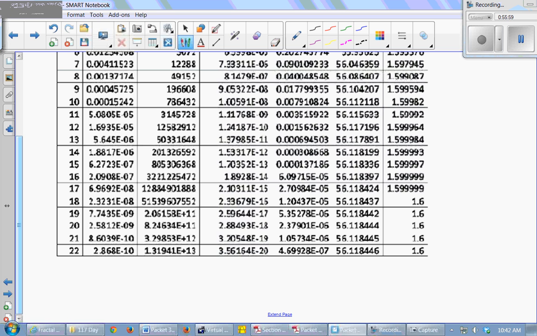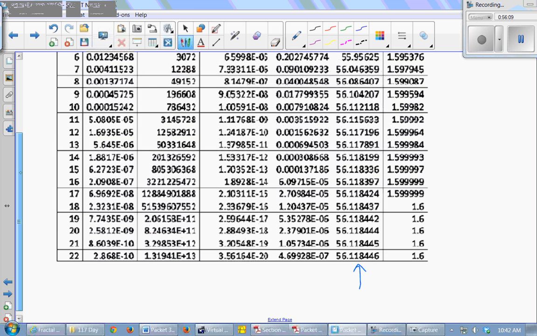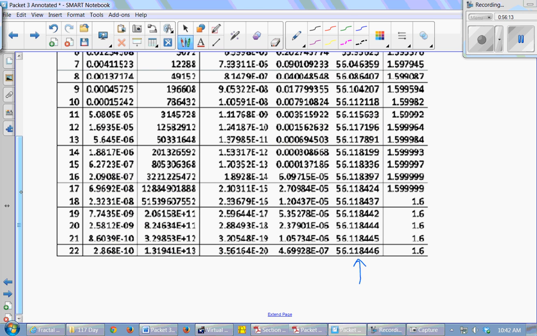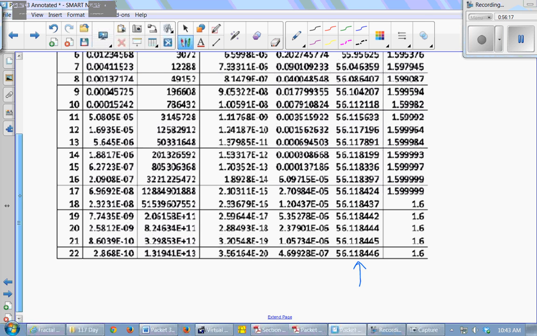So what do you notice about the area? Remember, this last column is the area of the snowflake. It's barely changing, right? Once it hits 56, it's growing so slowly that it's never getting bigger than 56. And here is the crazy thing.